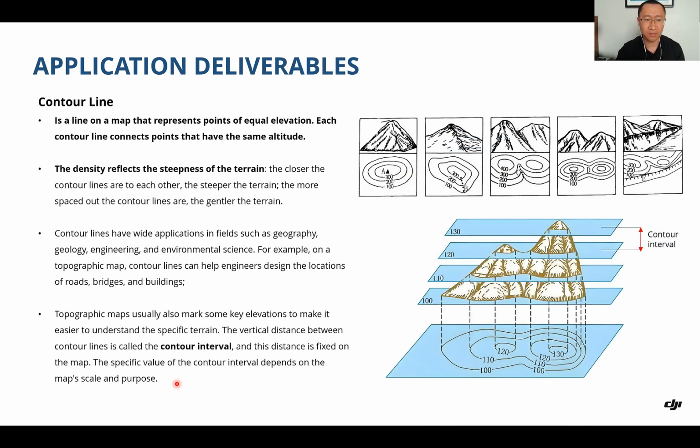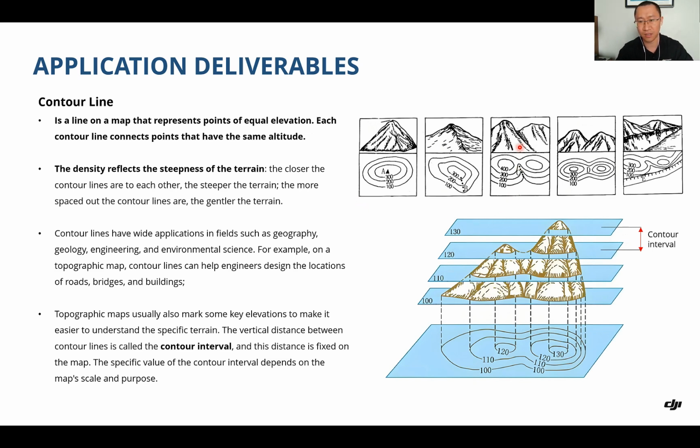Next is a contour line. A contour line is a line on the map that represents points of equal elevation. So each contour line connects the points that have the same altitude. The density reflects the steepness of the terrain. The closer the contour lines are to each other, the steeper the terrain, and the more spaced out the contour lines are, the gentler the terrain.